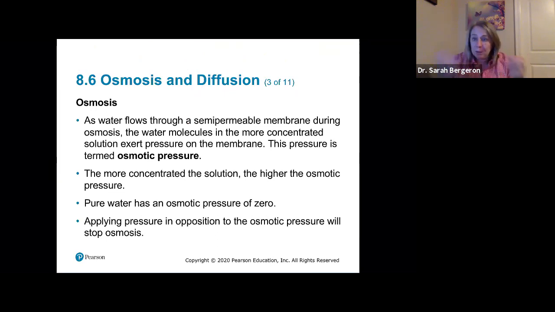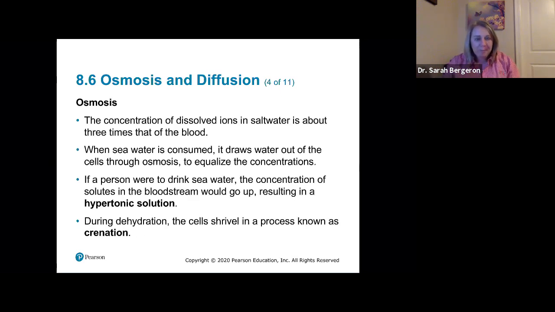Pure water, right, with no solute inside of it, is going to have an osmotic pressure of 0 because nothing's going to change, right? It's not going to apply any pressure because there's no solute there. So if you apply pressure in opposition to the osmotic pressure, then you're going to stop that cell from lysing or from exploding, right? So when we look at the concentration of dissolved ions in salt water, right, it's about 3 times that of blood.